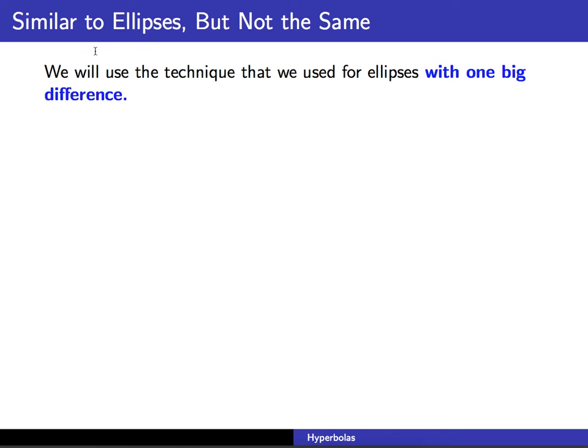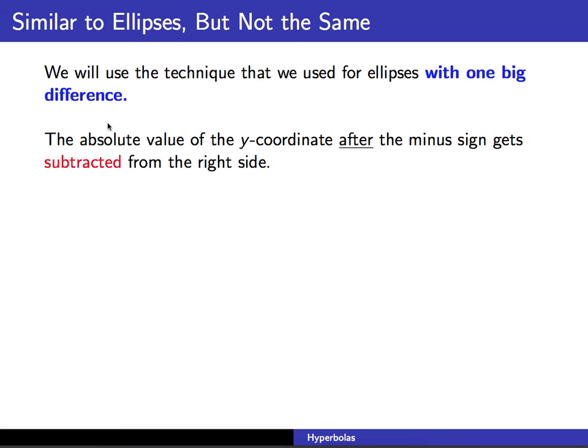While the process is similar, they're not exactly the same, but we're still going to find the vertices and do the absolute value for both sides, much like we did with ellipses. However, because there is a minus sign in the equation for hyperbolas, the absolute value of the y-coordinate that's after the minus sign doesn't get added to the right-hand side. That absolute value gets subtracted. So that's the big difference.